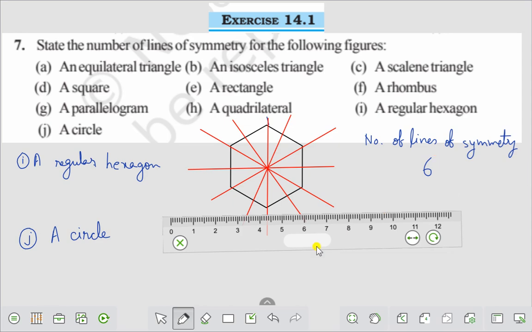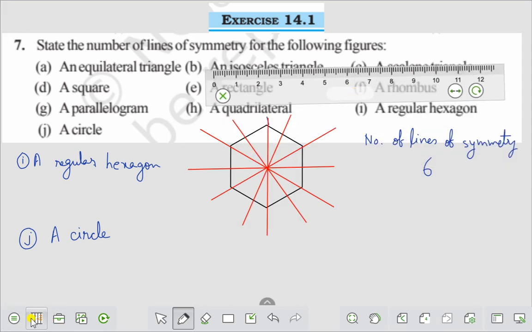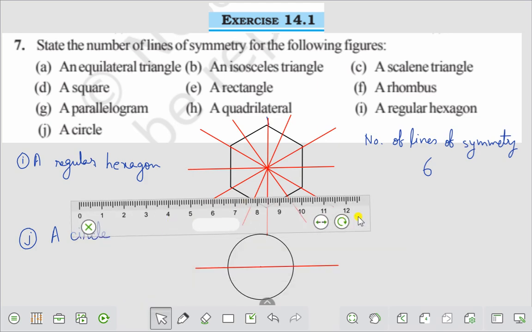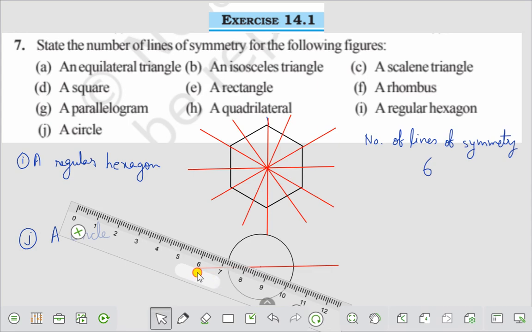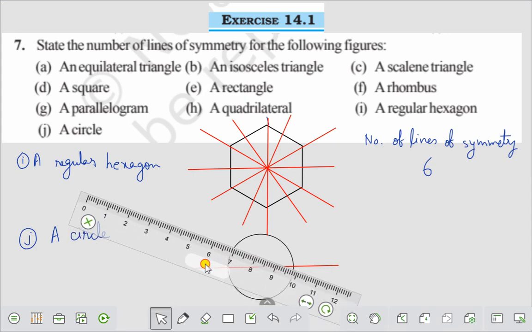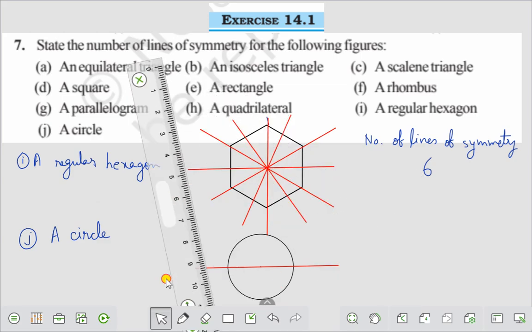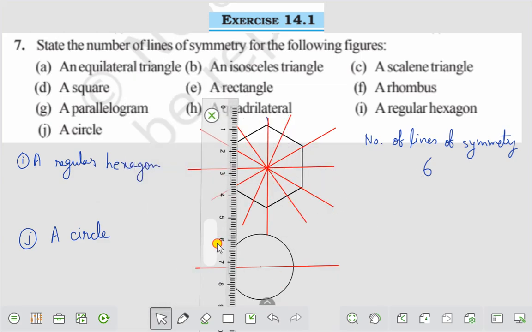You see, if we take a circle, let us remove this one. This is a circle. Let us take this circle here, right? If we take a circle, then we can get as many lines of symmetry, infinite lines of symmetry. Let us draw some of them, right? Suppose this one, or you can draw another line of symmetry like this. You can take a vertical line also. You can take many, that is infinite number of lines of symmetry.